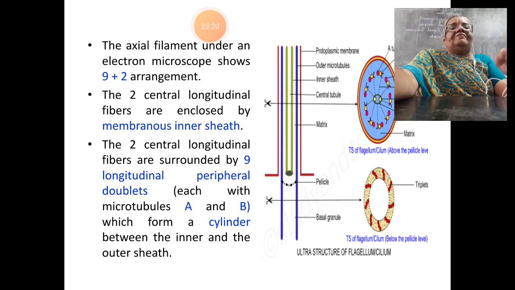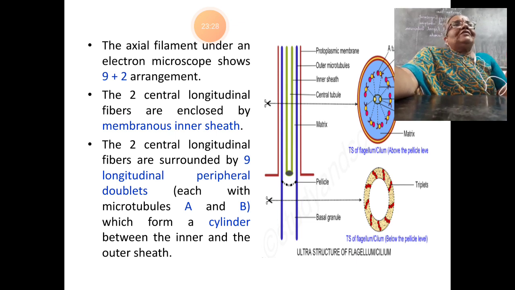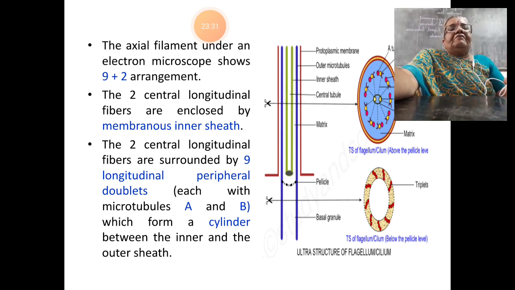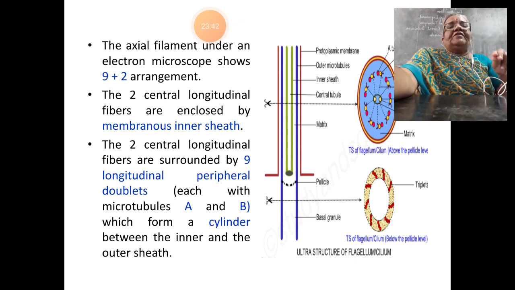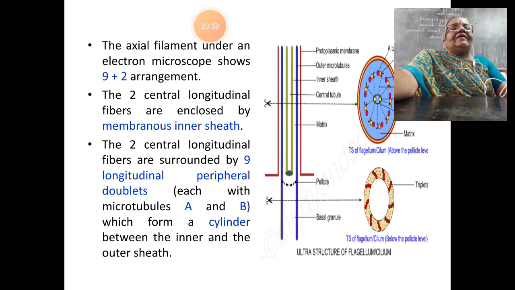The axial filament, which is the stiff central structure of a flagellum, under an electron microscope shows a typical 9+2 arrangement. What is it? The two central longitudinal fibers are enclosed by a membranous sheath, and these two longitudinal fibers are surrounded by 9 longitudinal peripheral doublets made up of 2 microtubular units, A and B, which form a cylinder between the inner and the outer sheath.